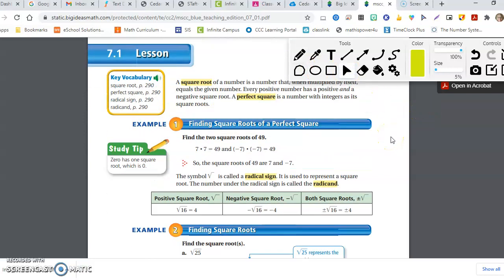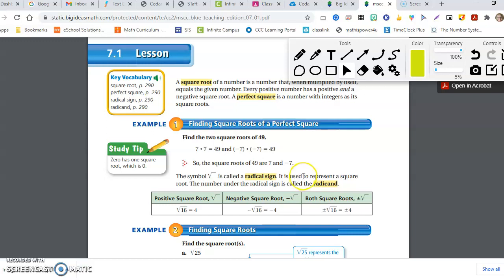So the first example talks about just finding the square root of a perfect square. And if you're not sure what it is, you can use your calculator. There is a symbol on your calculator that looks kind of like a divide sign, but it has a little tail on it. It's called the radical sign, or the square root sign, whichever. I'll probably call it the square root sign most of the time.